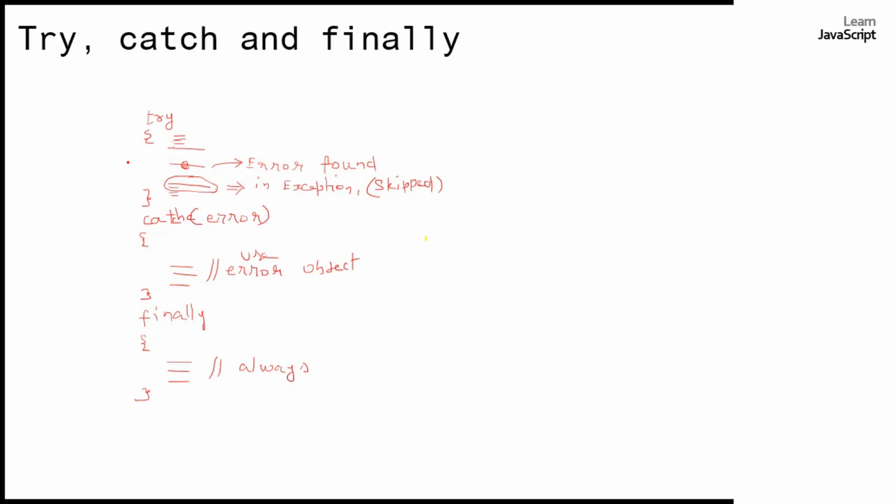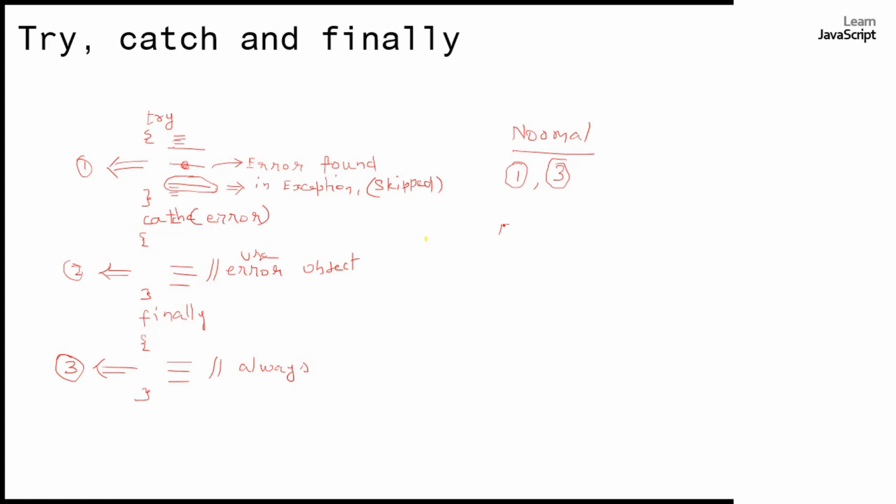Let's consider this particular block as 1, the catch block as 2, and the finally block as 3. In case of a normal flow, all the statements in 1 and 3 will get executed. We will not come to the catch block at all, but the finally block will get called.